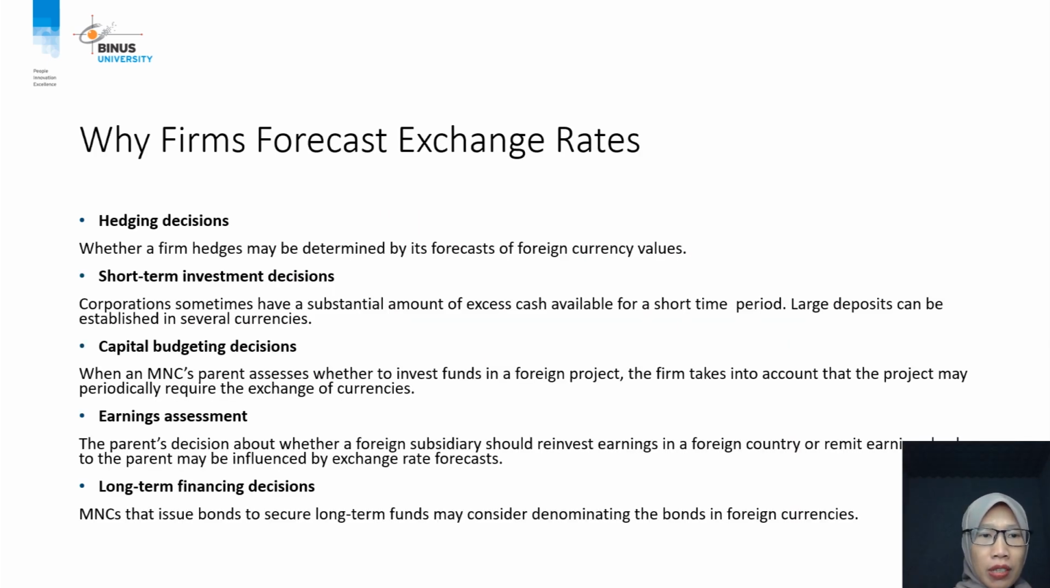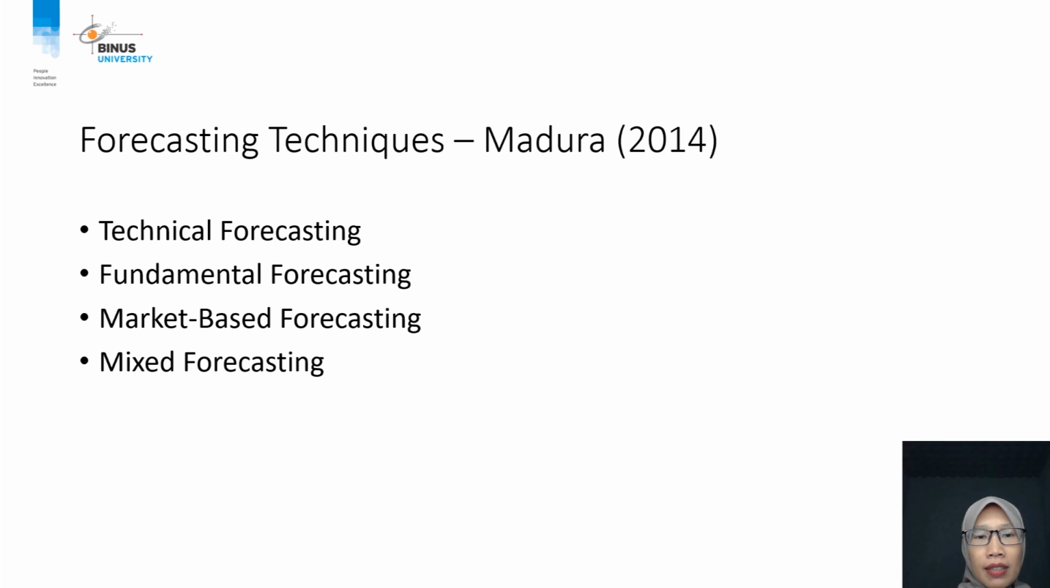There are 5 motives as to why firms forecast exchange rates. First, hedging decisions. Second, short-term investment decisions. Third, capital budgeting decisions. Fourth, earnings assessment. Fifth, long-term financing decisions. The forecasting techniques are technical forecasting, fundamental forecasting, market-based forecasting, and mixed forecasting.